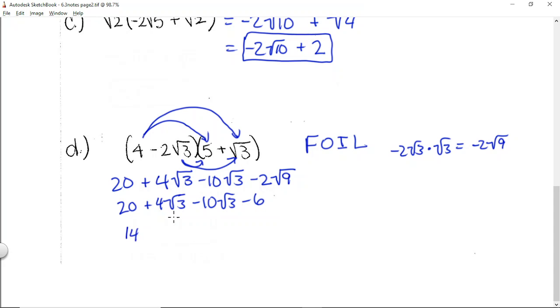And we combine the 4 times the square root of 3 minus 10 times the square root of 3. They both have the same radicand in the radical. So we can combine those. Just subtract the coefficients. 4 minus 10 is negative 6, sorry. Negative 6 times the square root of 3. And that's it.